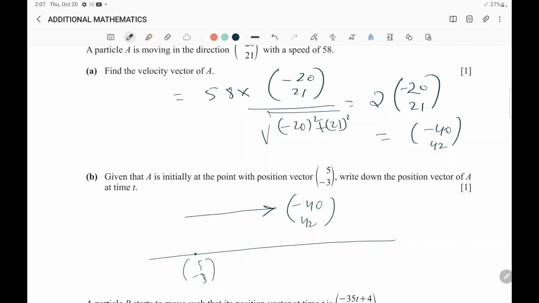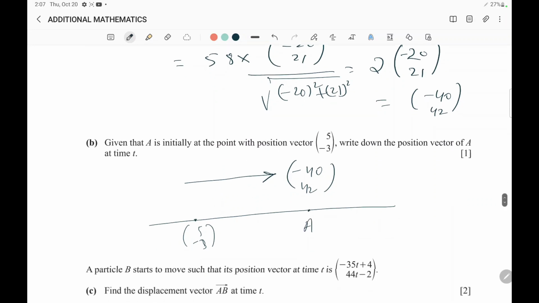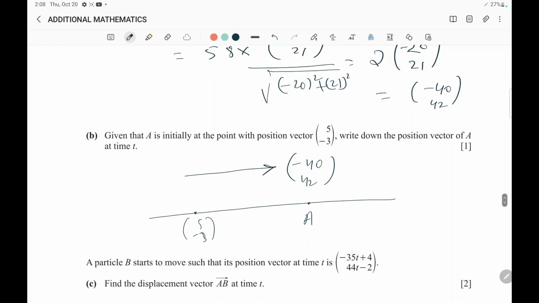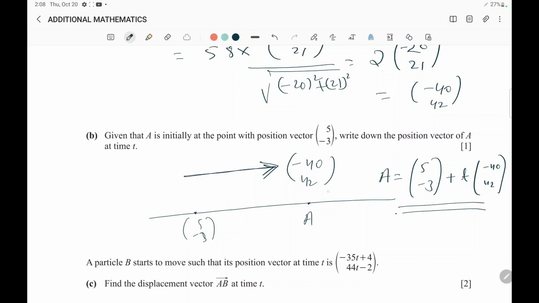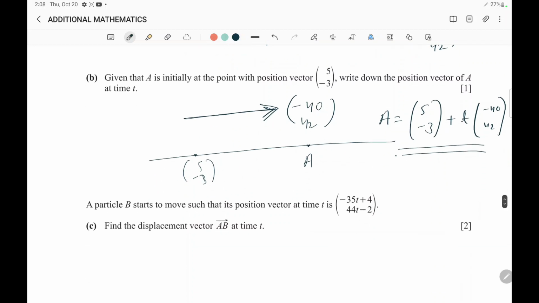And write down the position vector of A at time t. Okay, so for this we have the initial position vector plus lambda times, or t times, the direction vector, which is this. Okay, so next move to a particle B starts to move such that its position vector at time t is this. Find the displacement vector of AB.